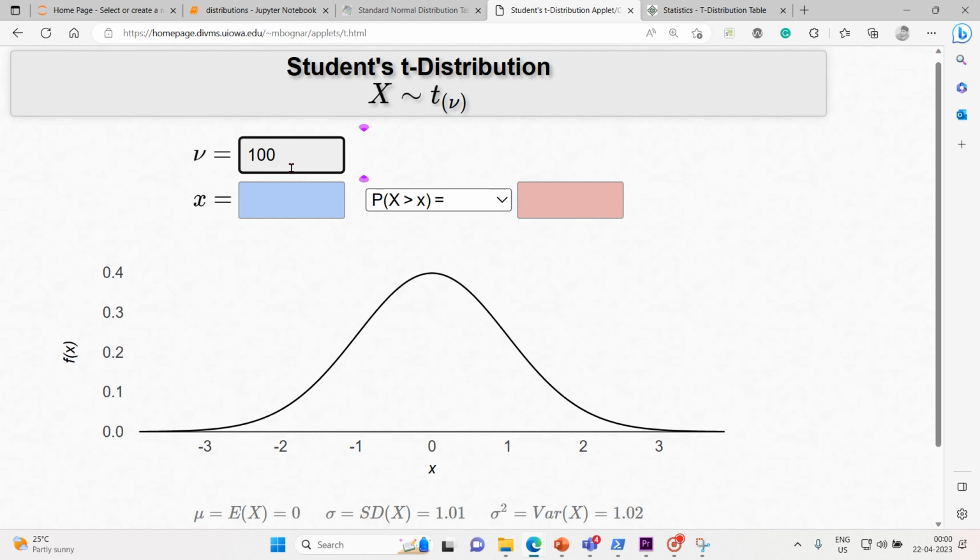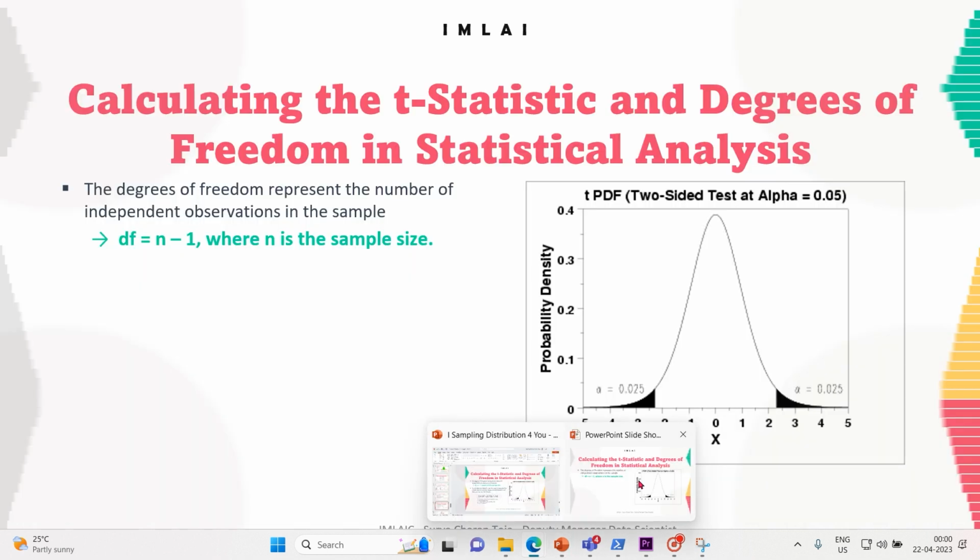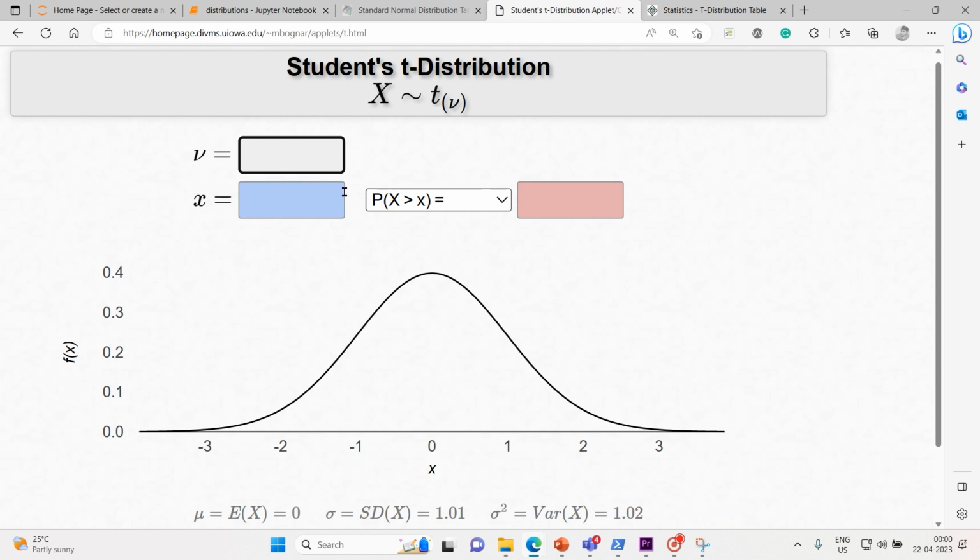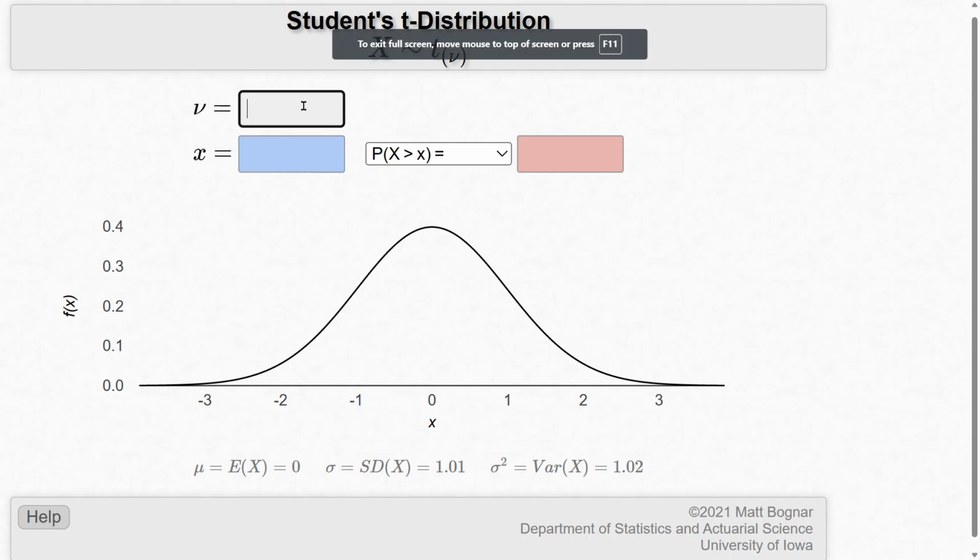So now it's closer. See, at the end of the day, degrees of freedom is nothing but n minus 1, correct? Correct? It's n minus 1. So degrees of freedom is just n minus 1. Now, n minus 1 is nothing but the sample size minus 1.